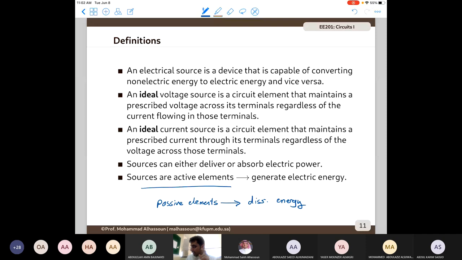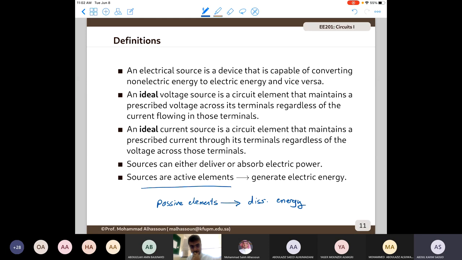Like I said, we have two general types, voltage sources and current sources. First of all, voltage sources exist in nature, and an example of that is a battery. But in practice, you don't have a current source, so we need to emulate a current source. And we said one class of the voltage sources and current sources is called ideal voltage source and ideal current source. Yes, Abdelkarim.